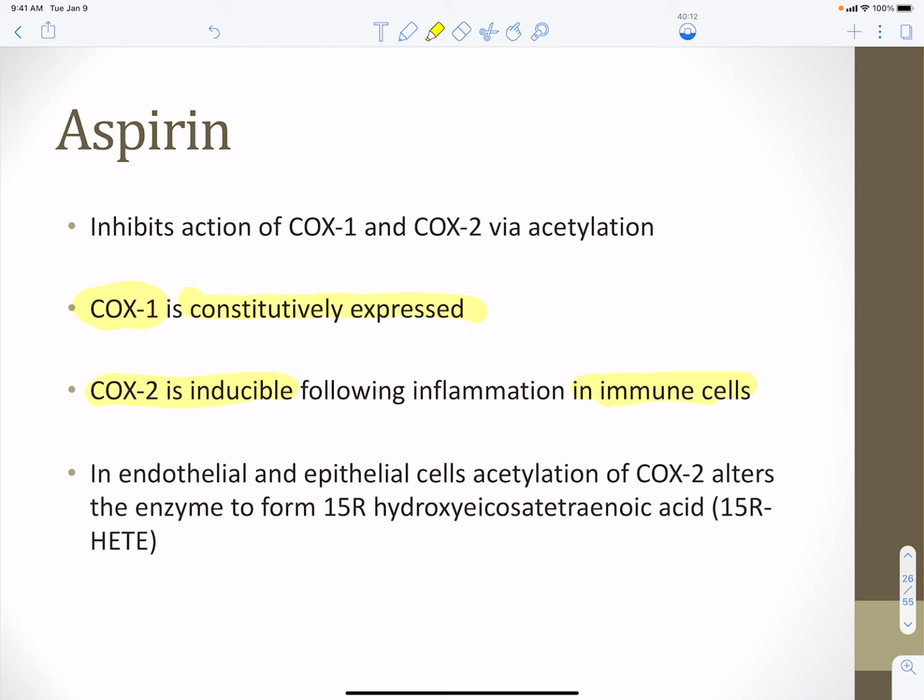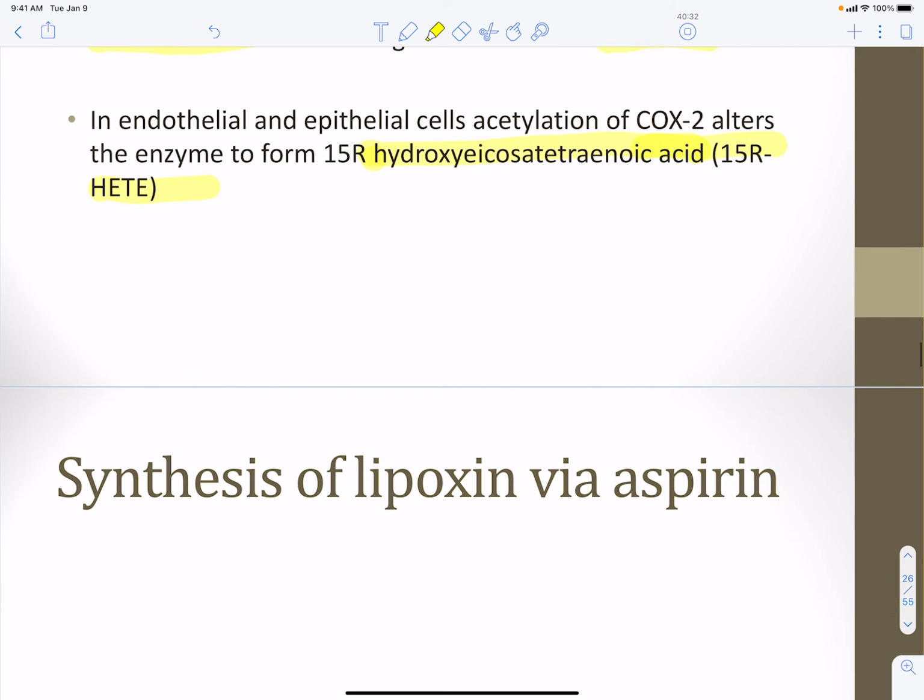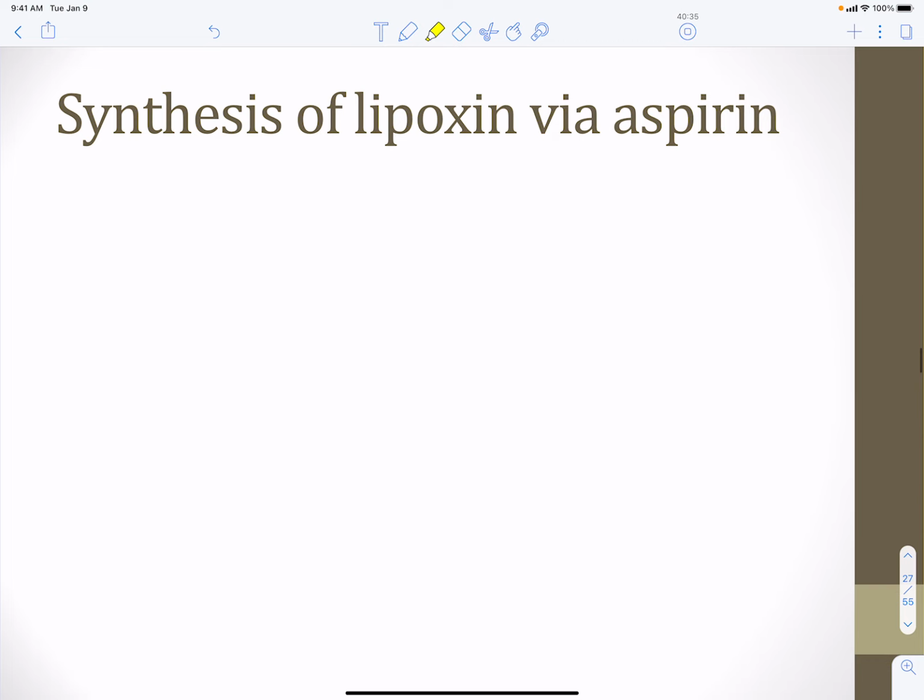So in endothelial cells and epithelial cells, acetylation of cyclooxygenase 2 is going to alter the enzyme, and this is going to form a 15R-hydroxy icosatetraenoic acid. Okay, so what's going on here? So with respect to aspirin, you have again your endothelial cells and epithelial cells.